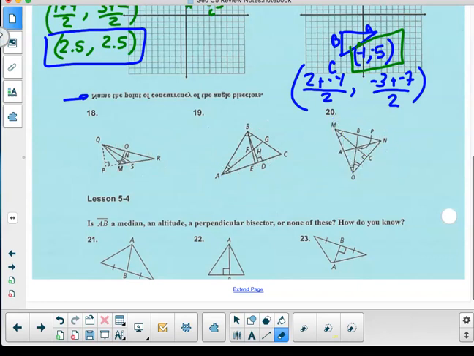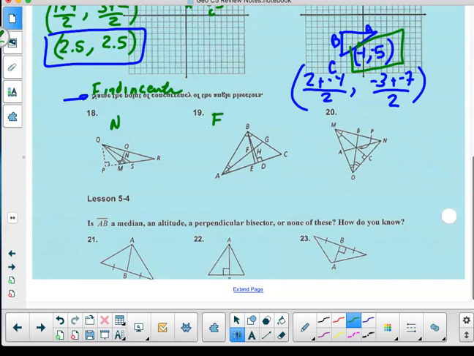So I'm finding the incenter here, and let me change colors. So really this is find the incenter, and that's where the angle bisectors come together. So the incenter here for 18 is N, the incenter here for 19 is F, and the incenter here for 20 is looking like it is P.